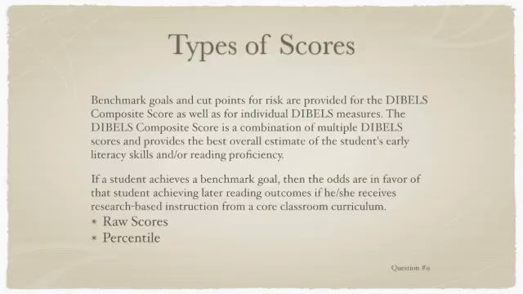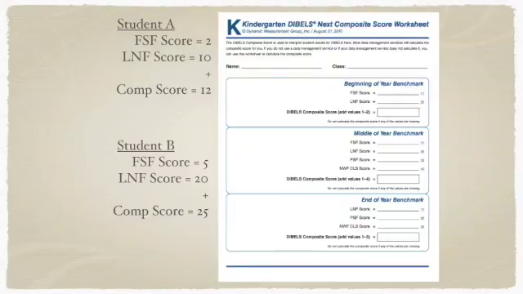If a student achieves a benchmark goal, then the odds are in favor of the student achieving later reading outcomes if he or she receives research-based instruction from the core classroom curriculum. So this is a DIBELS scoring sheet from kindergarten, and I pulled kindergarten because that's where I am currently working, so I give this test often. I made an example of student A.